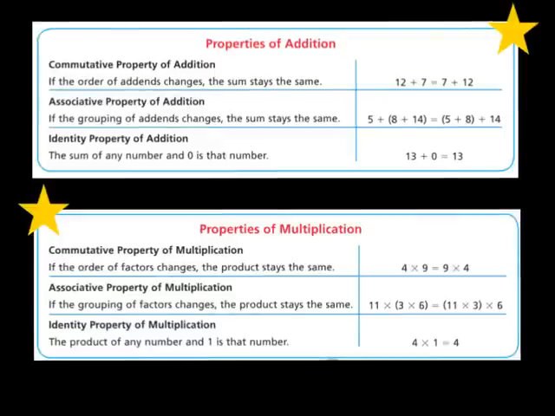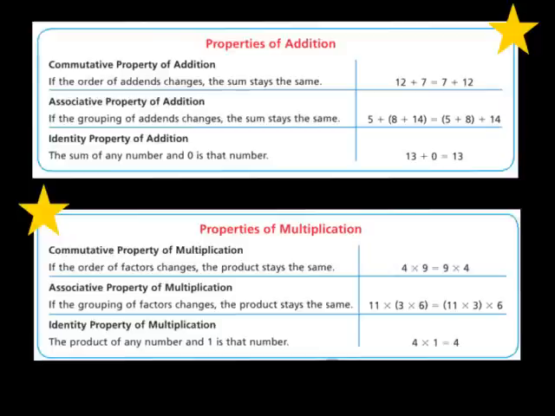Now, as you can see on this next slide, I've included both the properties of addition and the properties of multiplication. You can use the properties of operations to help you evaluate numerical expressions more easily. As a review, you're going to see the commutative property of addition and also the commutative property of multiplication. And they just say that if the order of the addends or the factors changes, the product or the sum stays the same. You also have the associative property of addition and the associative property of multiplication. That's talking about the grouping. If the grouping of addends or factors changes, the sum or the product is still going to stay the same.